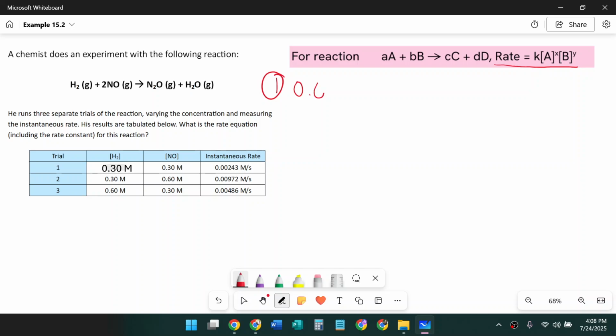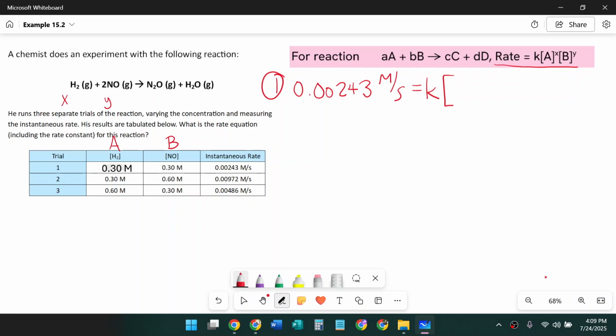That's 0.00243 M per S. I got that from right here. That's equal to our rate constant, which we don't know. The molarity of the first thing, this is going to be our A column, and this is going to be our B column, which means our X for this one and our Y for this one, we don't know yet, but we're going to figure it out.